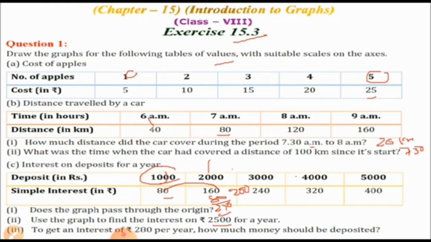Yes, graphs are very helpful to us to know unknown quantities also. According to one quantity, we can find the second quantity. To get an interest of rupees 200 per year, how much money should be deposited? Very good student. When you get the interest of 200 rupees, how much money do we have to put for deposit? We have to check.